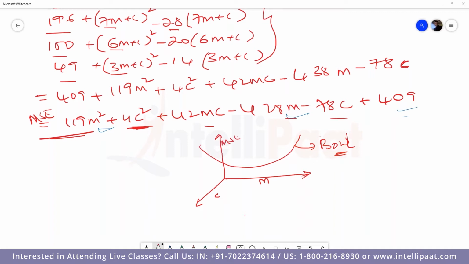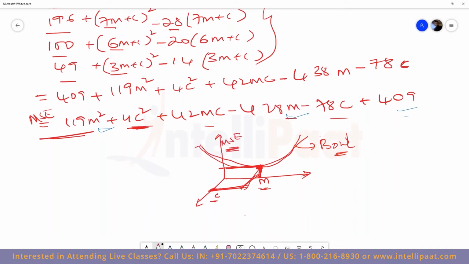On one side you have M, on the other side you have C, and on the y-axis you have, let's say, MSE. This whole thing is more or less like a three-dimensional parabola, like a bowl. What we are trying to find is a particular value of M and the corresponding value of C where your MSE is minimum. There is one specific point where your M and your C give you the lowest MSE. We are going to try and find that.